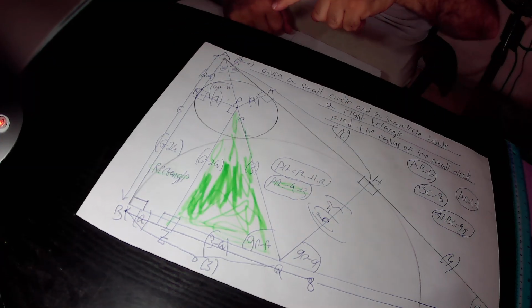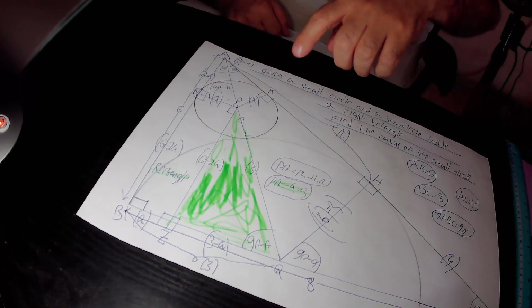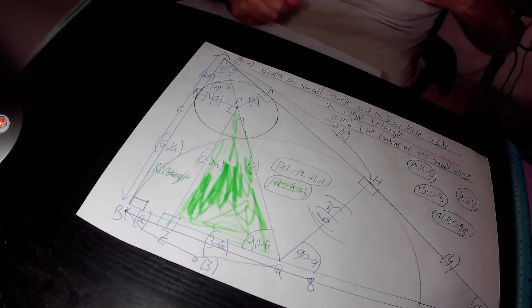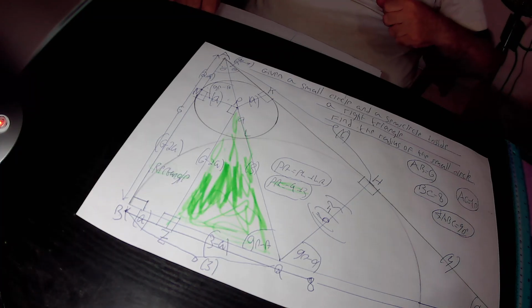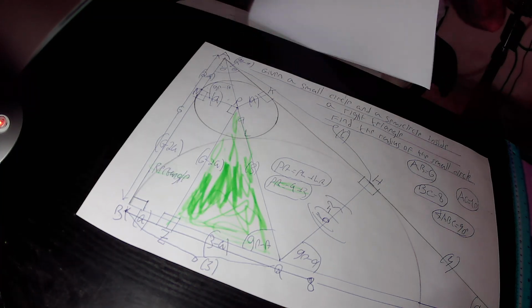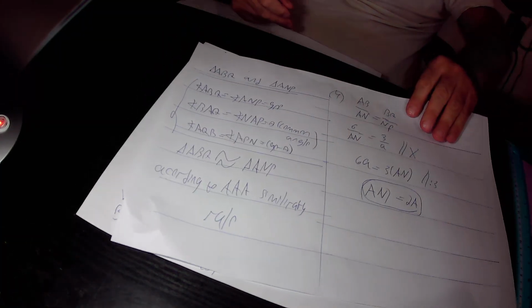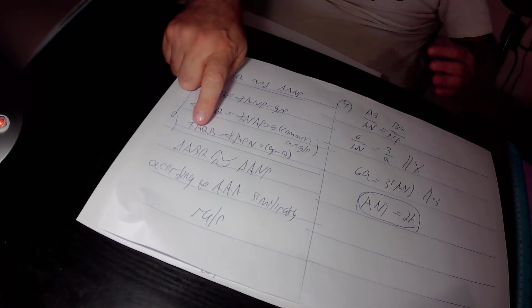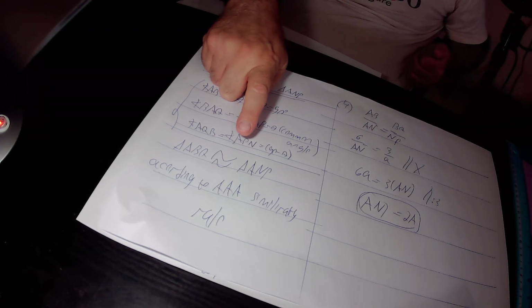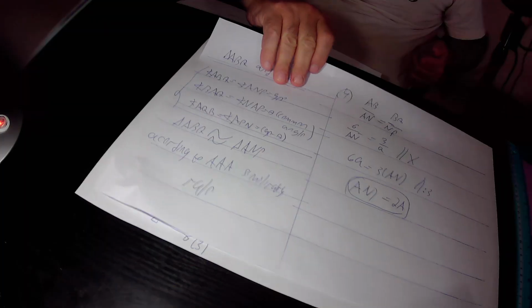So I have proved that all the angles of the right triangle ABQ are correspondingly equal to all the angles of the small right triangle ANP, therefore those two right triangles are similar to each other according to the angle similarity rule. So I repeat again, we found that the right triangle ABQ is similar to the right triangle ANP according to the angle similarity rule.